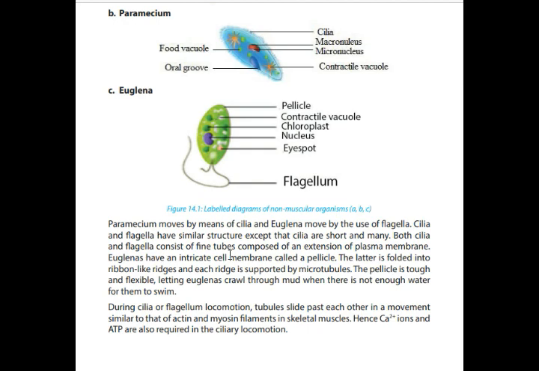Euglena have an intricate cell membrane called the pellicle. This is the pellicle. We say intricate because it has a great deal of fine details, or complexity.